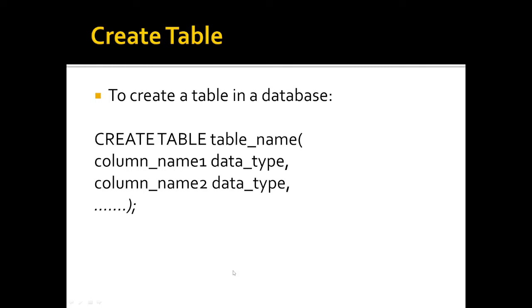Then how do we create a table? To create a table in a database, we just type create table followed by the name of the table. And then open parentheses and close. So here we define all the columns, by typing the column name followed by the data type. So this is a list, and each item is separated by a comma.